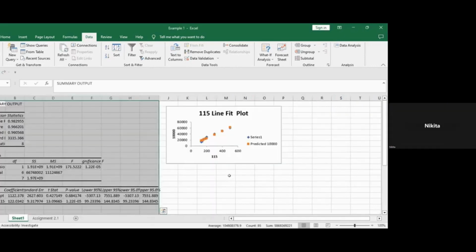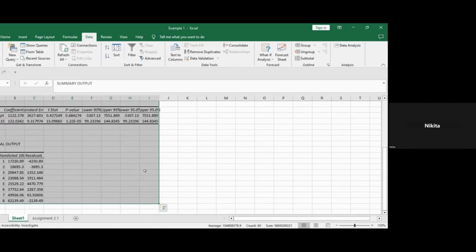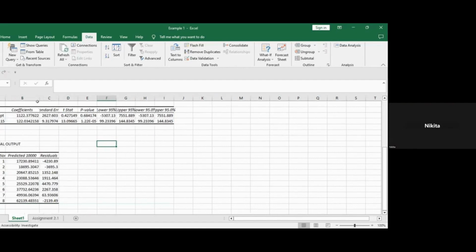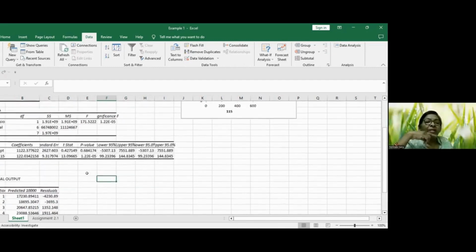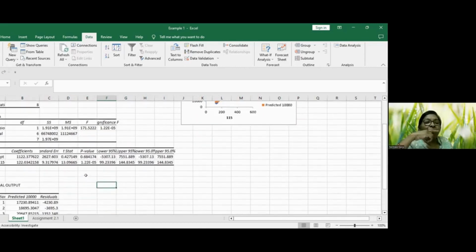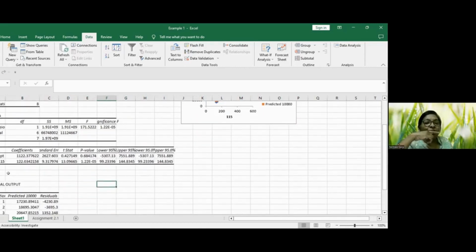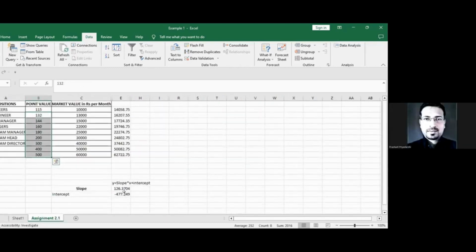Okay. Now scroll down. Did you get the same data? These numbers, right? Predicted numbers. Have you checked for your figures? Intercept, slope. Have you seen that you are getting the same values? Have you got the same values, guys?